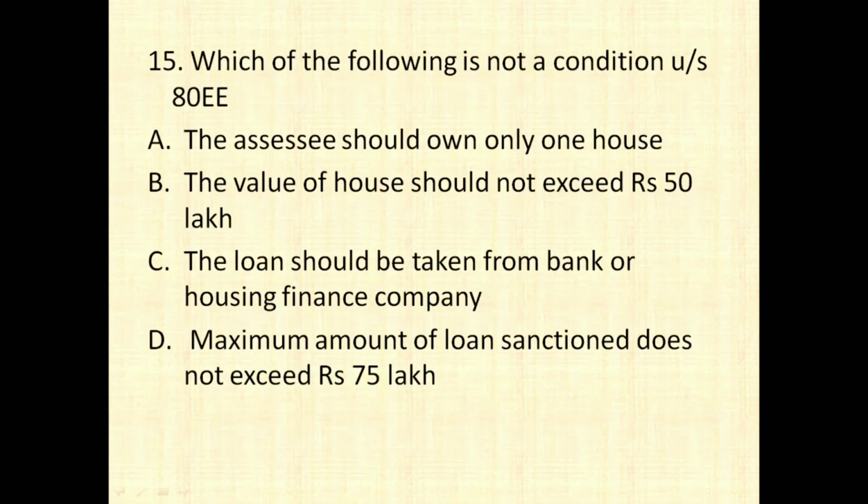Now the last question for today's video is: which of the following is not a condition under section 80EE? Now 80EE is nothing but you get deduction if you are paying any interest on a residential house which you have purchased. So which of the following is not a condition? The assessee should own only one house, definitely this is a condition. The value of the house should not exceed rupees 50 lakh, it is also a condition which you have to fulfill. The loan should be taken from a bank or housing finance company, definitely it is again a condition. The maximum amount of loan sanctioned does not exceed 75 lakh, this is wrong, right? So what does the condition say, the maximum amount of loan sanction should not exceed how many lakhs?